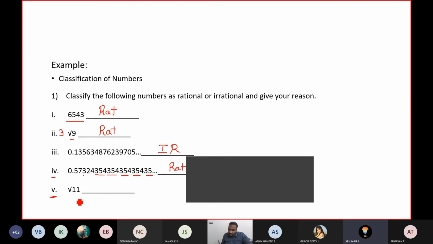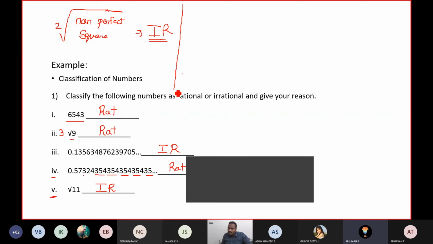Irrational. Very good. Superb. Always remember, square root of non-perfect squares: if it's not a perfect square and you're taking a square root of it, it will be an irrational number for sure.